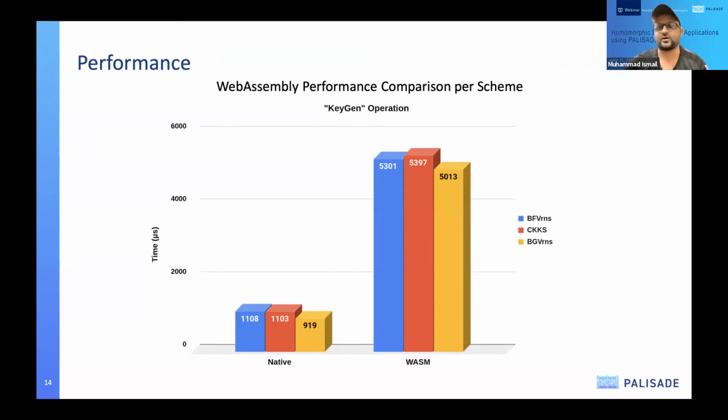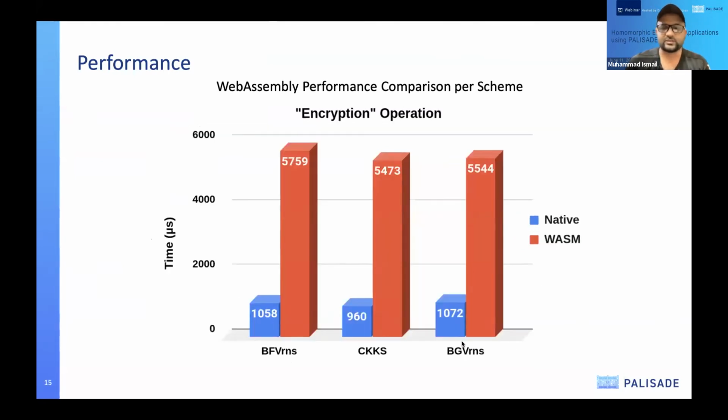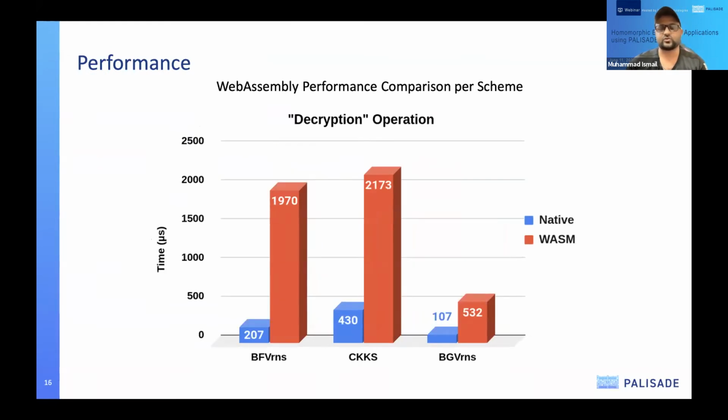So for specific operations, for example, this shows the keygen operation. When we perform a keygen with BFVRNS, CKKS, and BGVRNS, we see a slowdown of almost 5x. And then this is the encryption operation. This is also almost a 5x slowdown in all the schemes. And this is decryption. This is also almost the same, exactly 5x, and in some cases more than 5x, especially for BFVRNS.